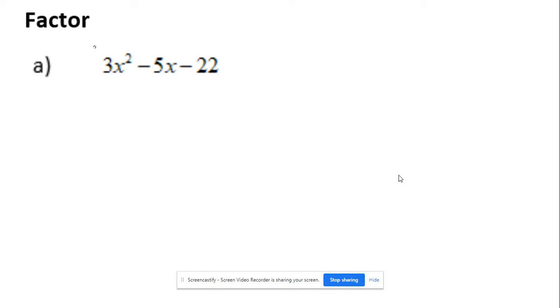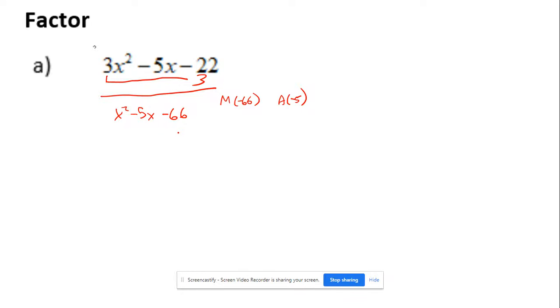So here we go. Factor 3x squared minus 5x minus 22. Well, the slide and divide method says the first thing we do is slide the 3 over and multiply by it. So I have x squared minus 5x minus 66. So now I'm looking for numbers that multiply to negative 66 and add together to equal negative 5.